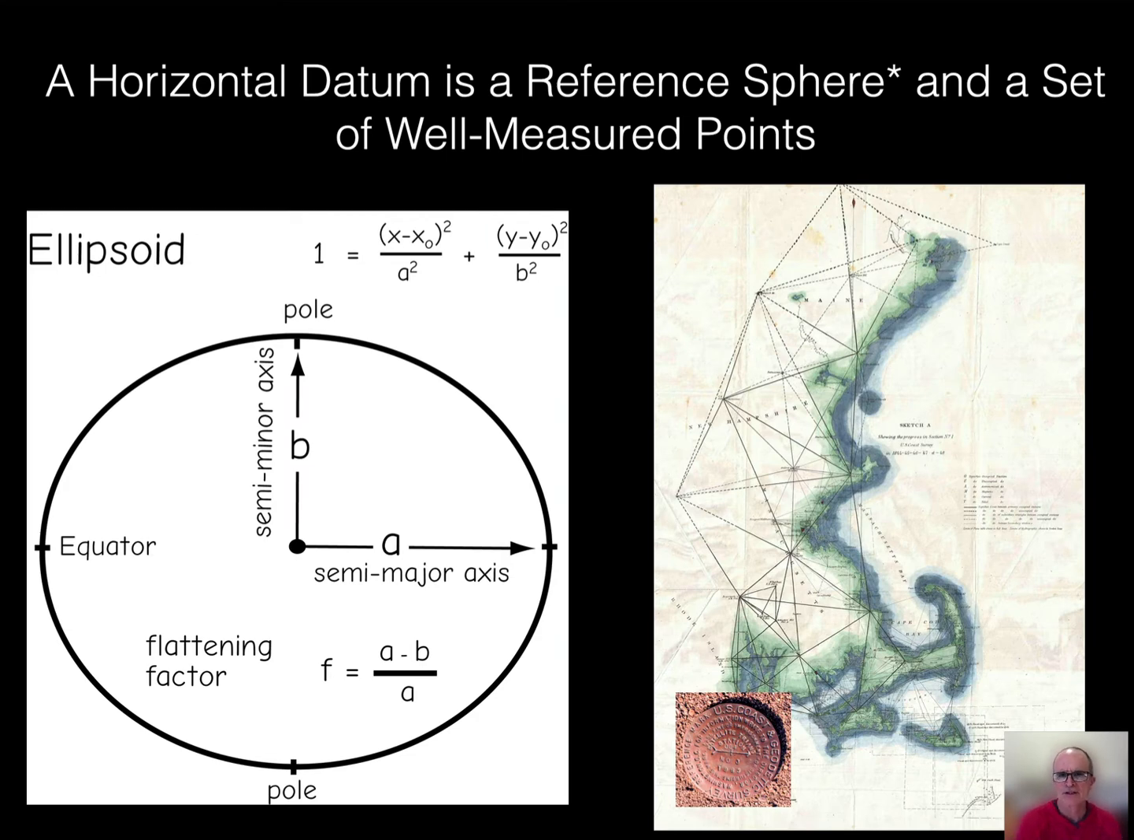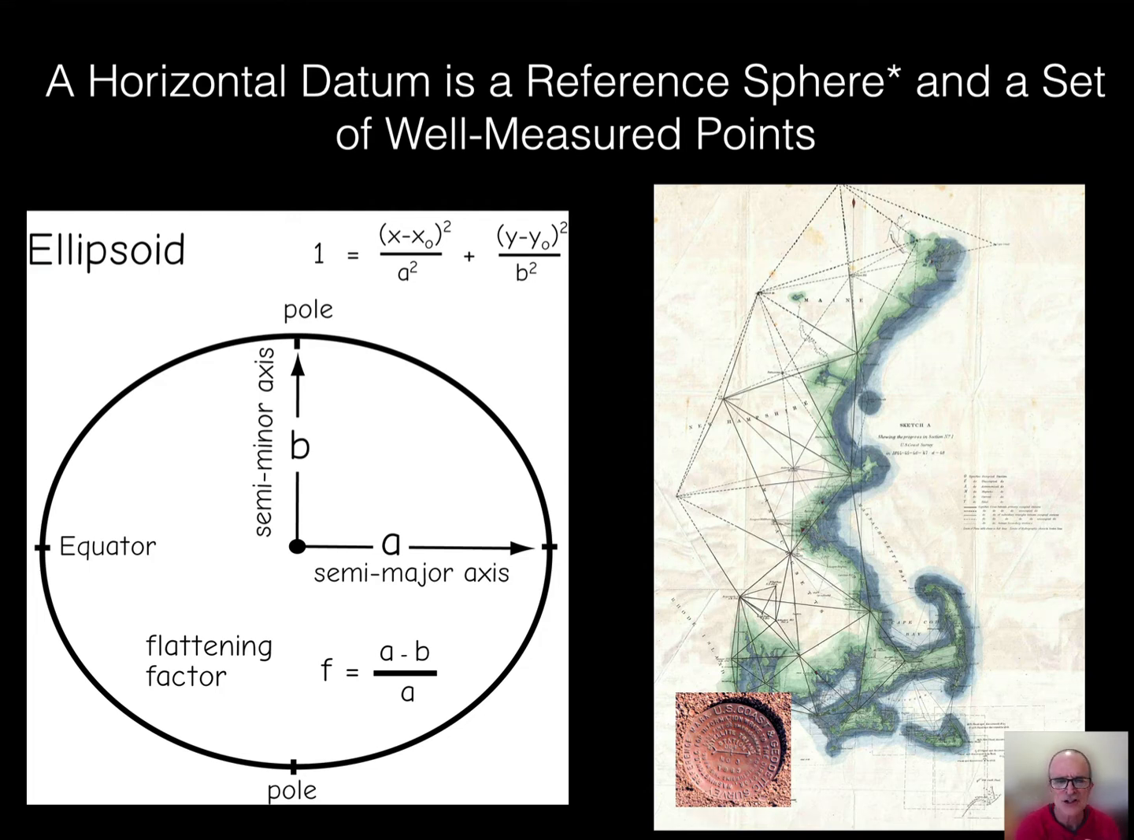As I said earlier, horizontal datums are a reference sphere and a set of well-measured points, where I'm using the word sphere to include ellipsoids, these flattened spheres, because they're a special class of sphere. They're a sphere with basically an A and a B, semi-major and semi-minor axis. You might actually be better off thinking of a sphere as a special class of ellipsoid where the A and the B are equal. And the Earth is flattened so that we do have an A and a B.